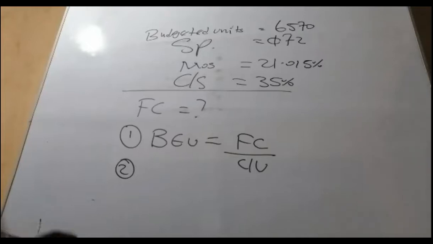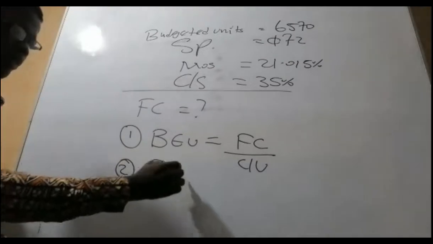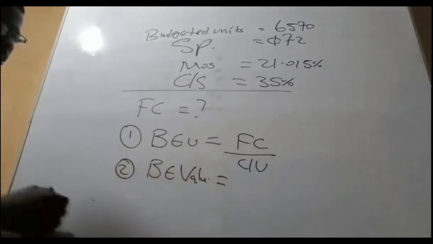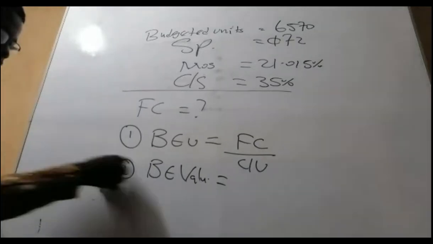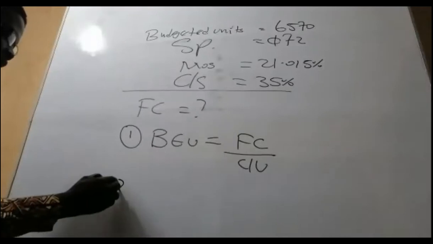Now there's a second break-even value. What's the formula? The second formula that we stated. That one also has what? Fixed cost inside. Any of these will give us the answer.